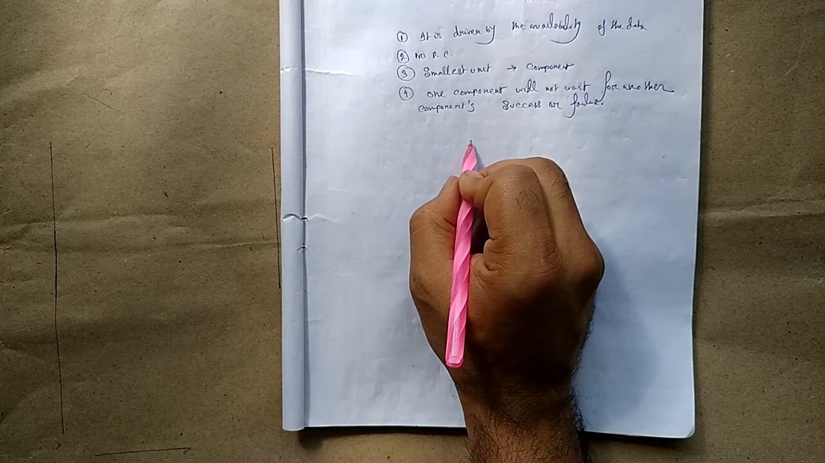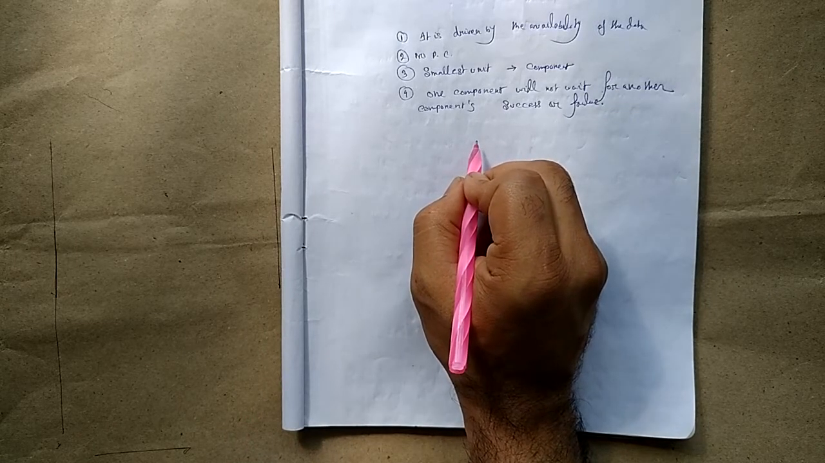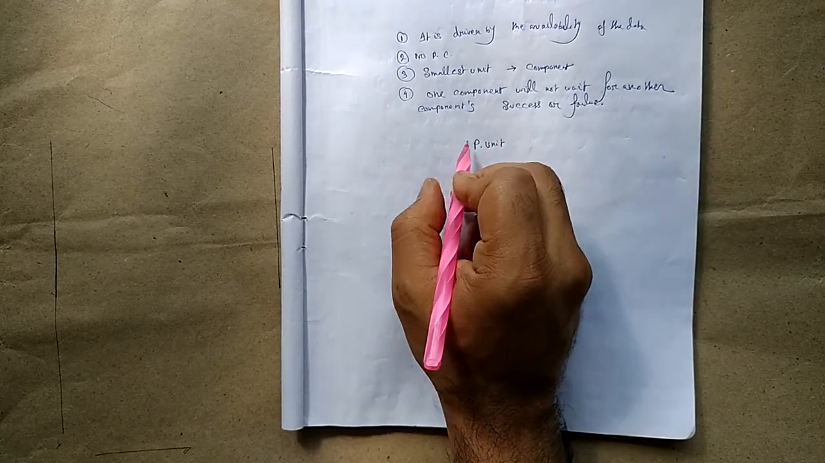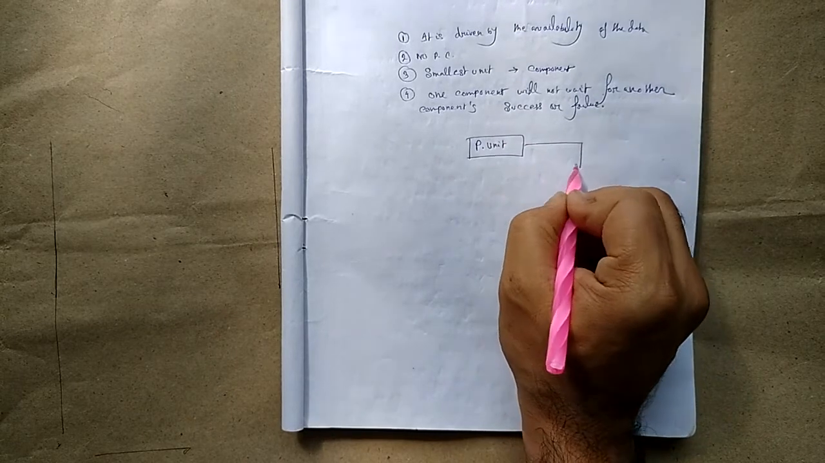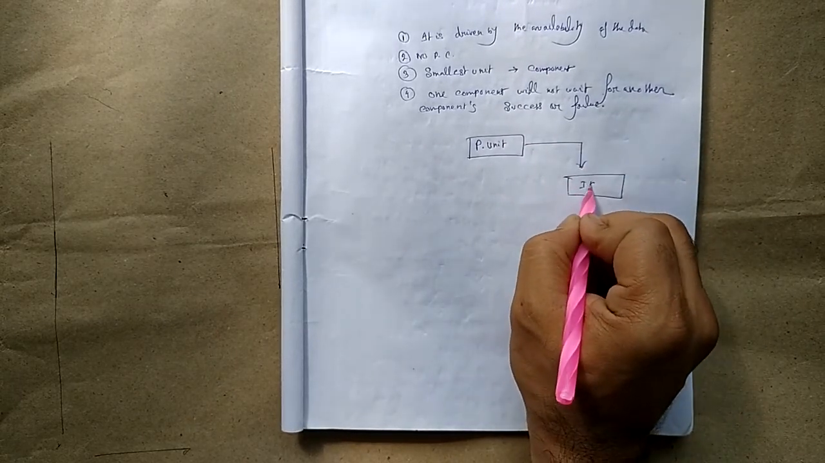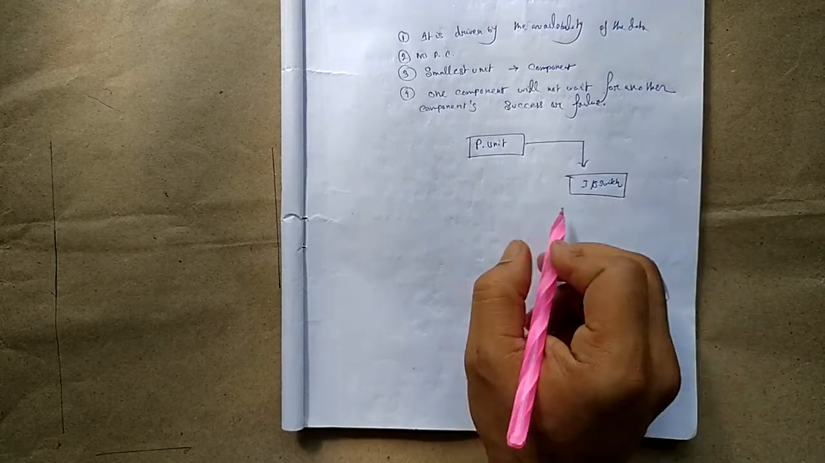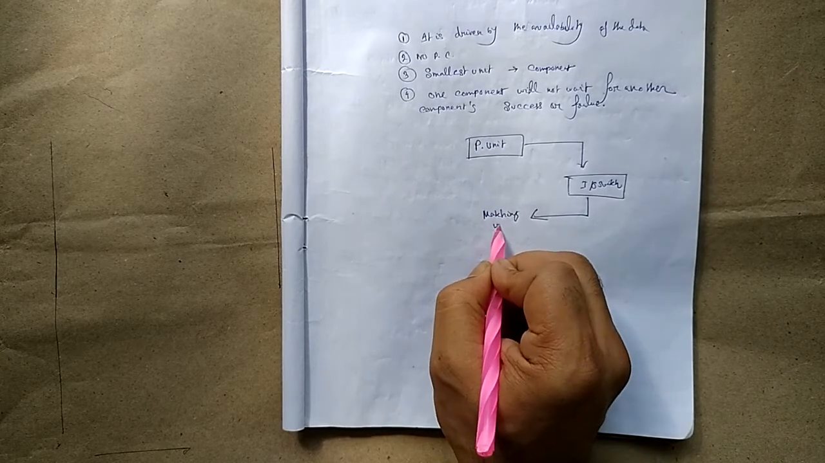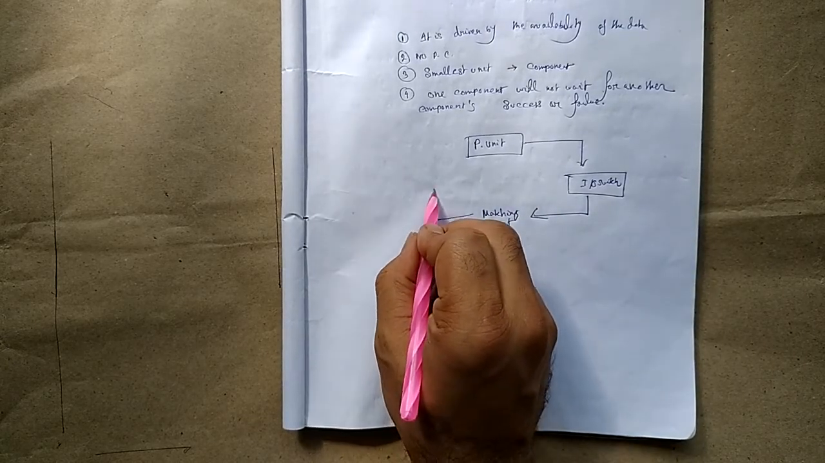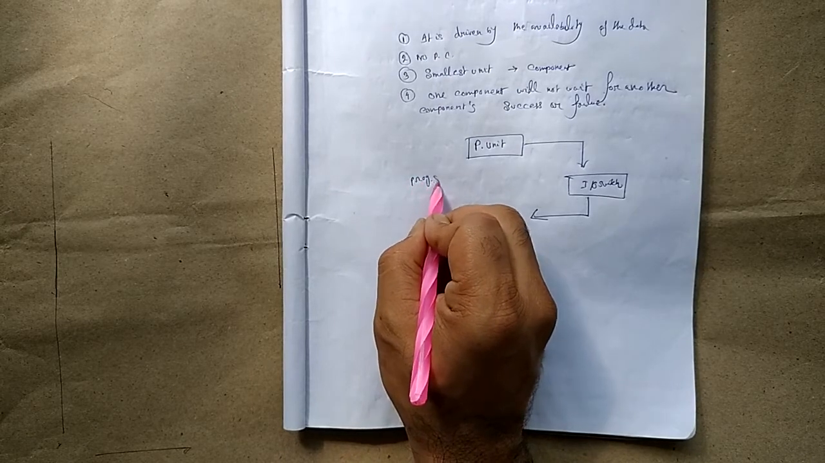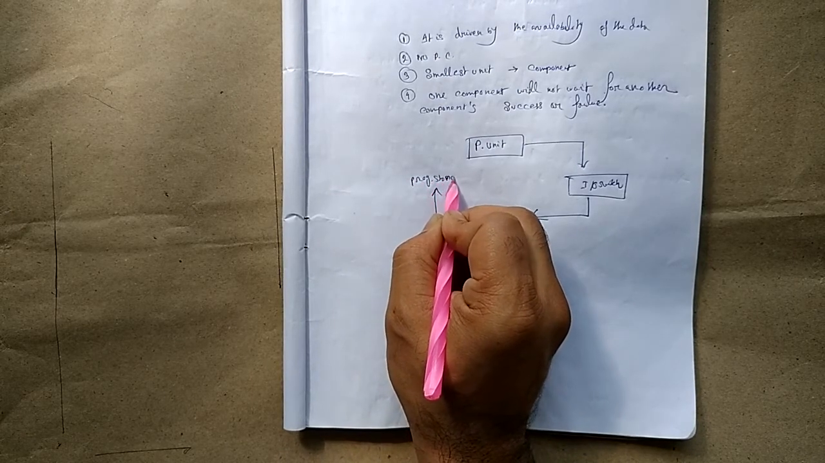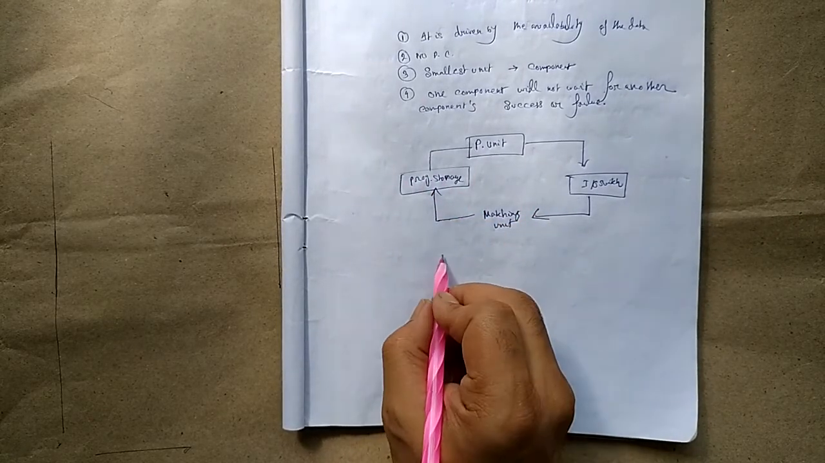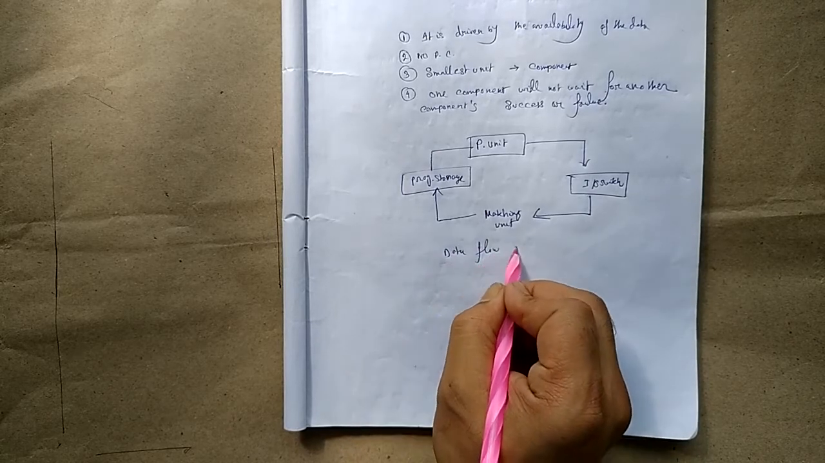Its architecture can be pictorially represented as, suppose this is process unit and there will be an input output switch. Next, there will be some matching unit, and after that there is program storage. So this is data flow architecture.